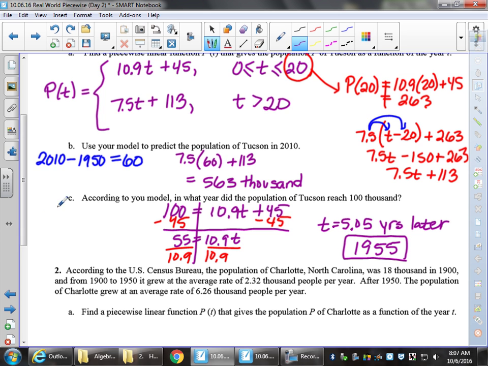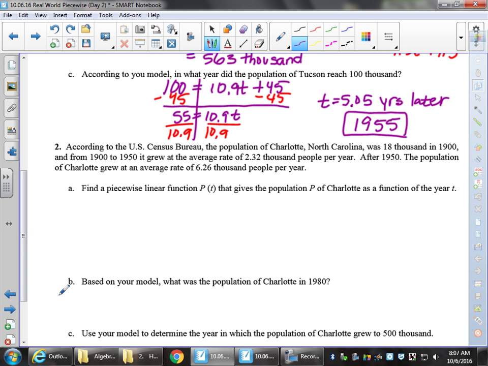Nice job. Okay, now we get to do number 2. According to the U.S. Census Bureau, the population of Charlotte was 18,000 in 1900. From 1900 to 1950, it grew at an average rate of 2.32 thousand people per year. And after 1950, the population of Charlotte grew at an average rate of 6.26 thousand people. Give it a shot, piece by piece, just like we worked on number 1.